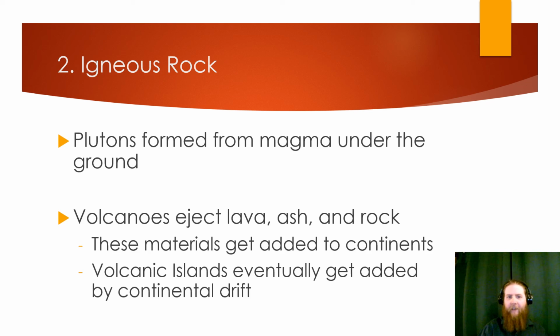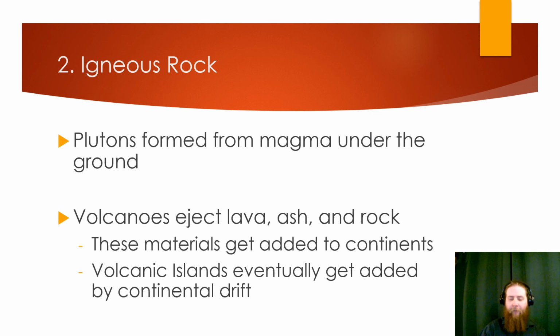The second is igneous rock. We get things like plutons, where this magma is forcing its way underground and cooling and hardening, which gives us a whole new, mountain-like building material. It gives us all this new material for building land.